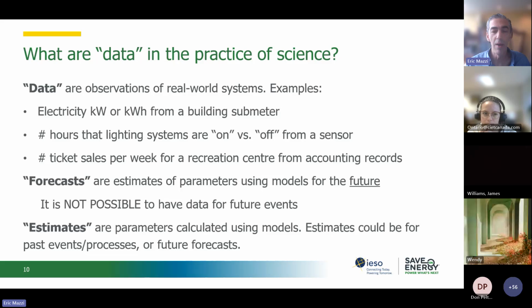Forecasts are estimates of parameters using models for the future. It's not possible to have data using the basic science definition of data. You cannot have data for future events, period. And I think it's helpful to be clear with terminology. Data are measurements and observations of real world systems, and that can be equipment or people. Estimates are a little more general: parameters calculated using models. They could be estimates of how existing or past processes have worked, or they could be used for forecasting.